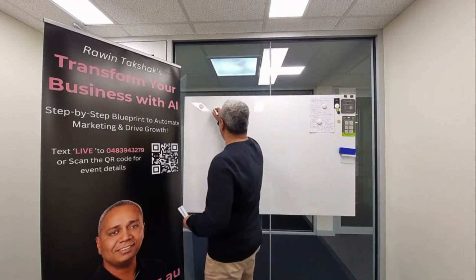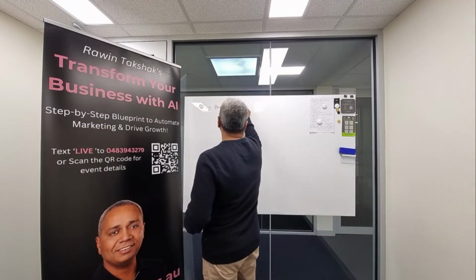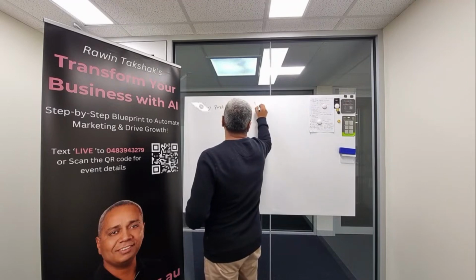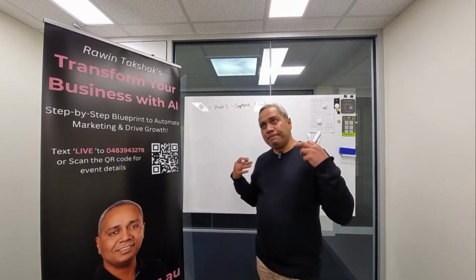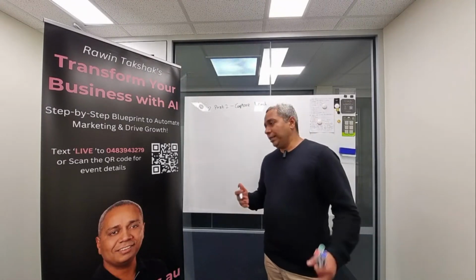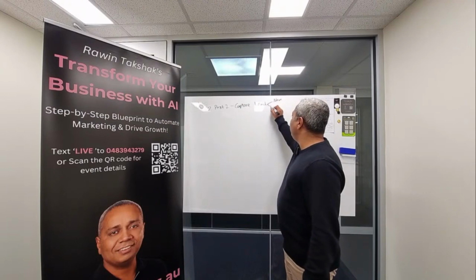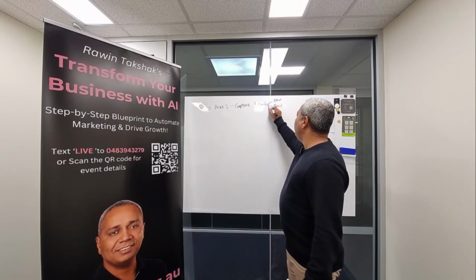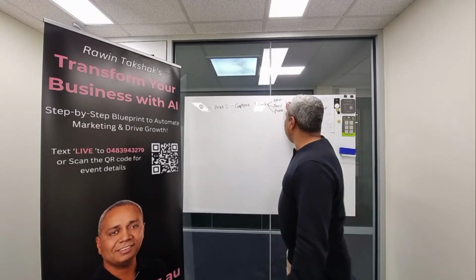So that's part two, which is capture lead. And when I say capture, it's basically getting their contact info: their name, email, and phone number, if you're doing text automation and stuff like that. So basically you're getting their name, email, and phone.